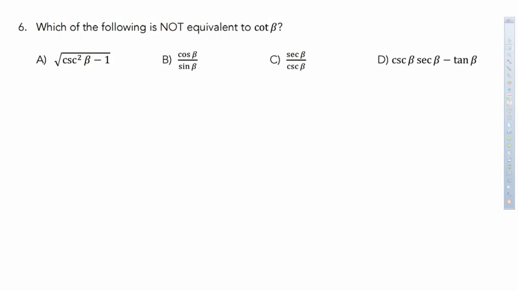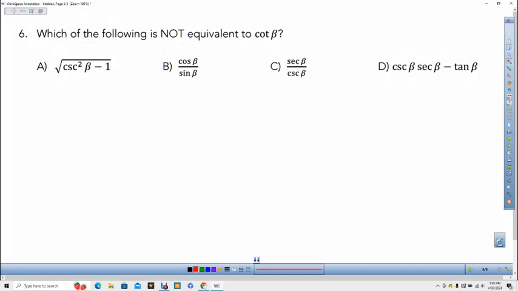All right, so which one of the following is not equivalent to cotangent of beta? And that's the Greek letter beta. And just so you know, in case you run into it, beta is just like theta. We typically use Greek letters to signify unknown angles. You'll also see alpha, and then beta, lowercase alpha, lowercase beta.